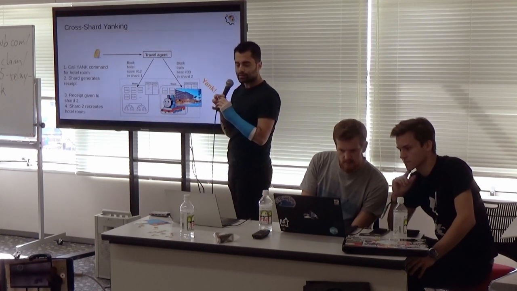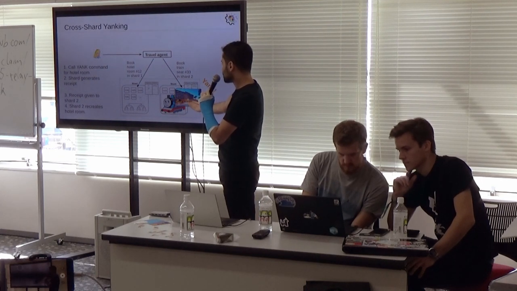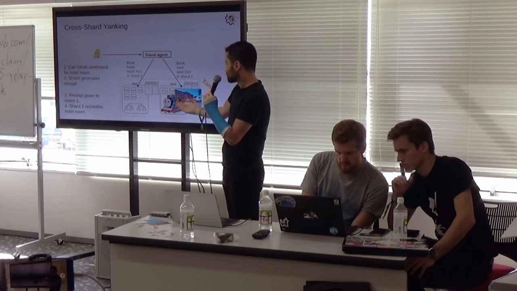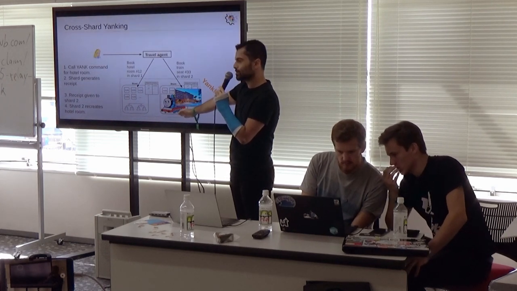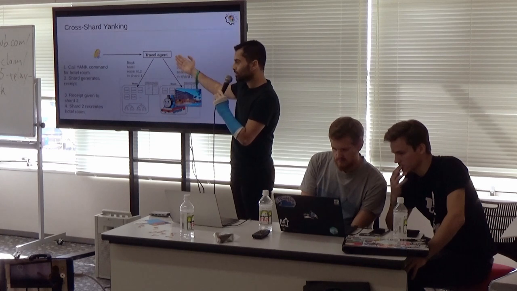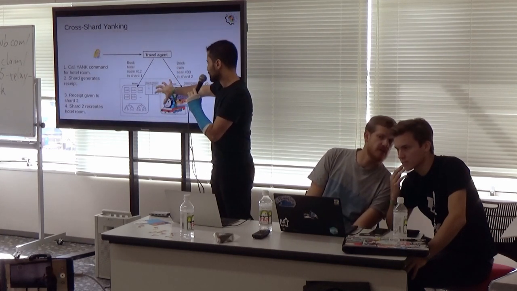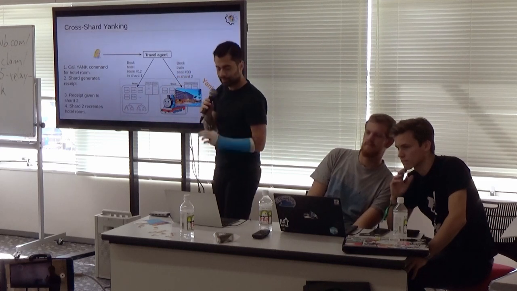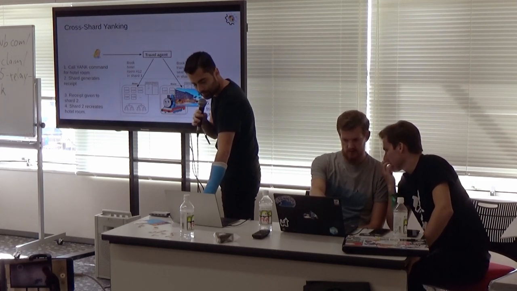And shard 2 reads this receipt and recreates this hotel room in that shard. So now the hotel room and the train seat are in the same shard, and so no cross-shard communication is even needed. The transaction can all happen in the same shard.